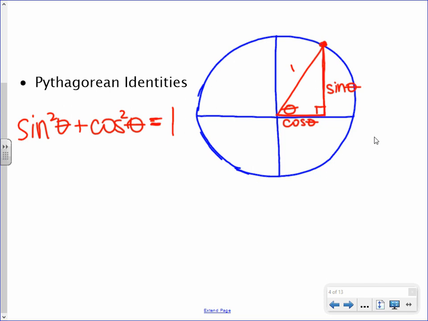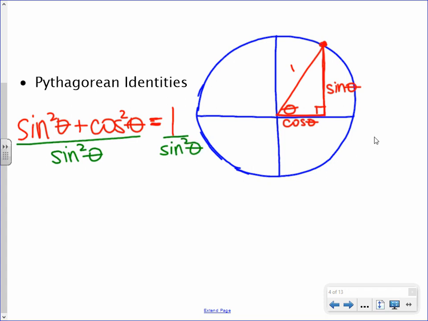Okay. Now, don't write this down. I want to develop the next one. Are we allowed to divide both sides by the same thing? So what would happen, and like I said, don't write this down, what would happen if I divided both sides by sine squared?